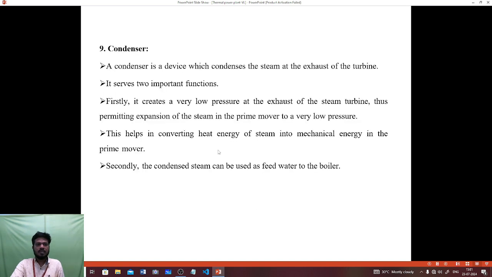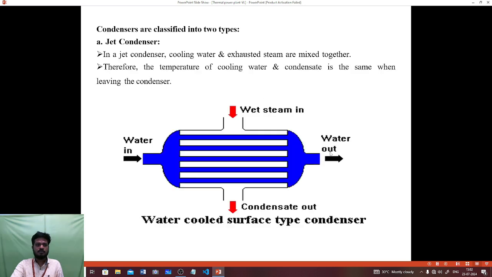combustion. And then we are going to see about the condenser. A condenser is a device which condenses the steam at the exhaust of the turbine. It serves two important functions. First, it creates very low pressure at the exhaust of the steam turbine, thus permitting the expansion of the steam in the prime mover to a very low pressure, and it helps in converting the heat energy of steam into mechanical energy in a prime mover. This is also called a turbine. And secondly, the condensed steam can be used as feed water to the boiler.